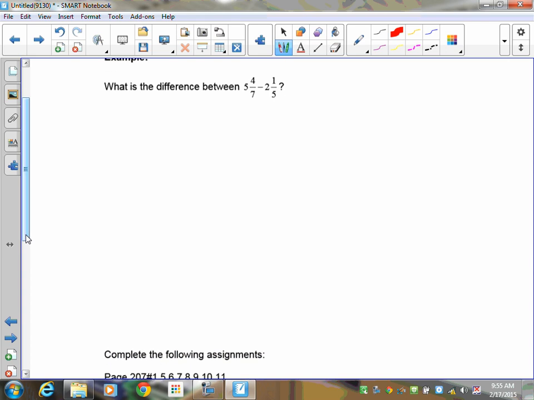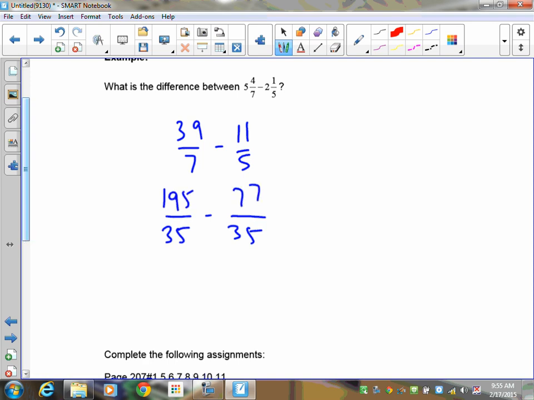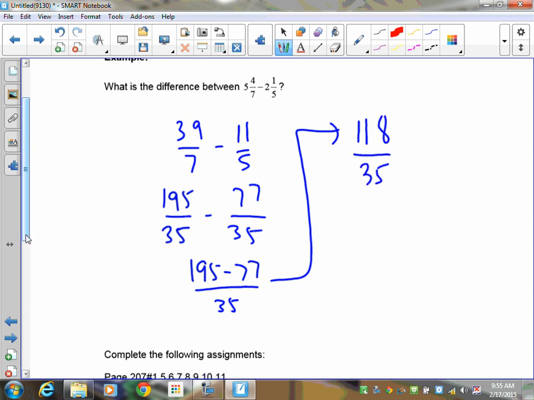Okay, so here we go. 5 and 4/7 should be 39 over 7. That's your first improper fraction. And then 2 and 1/5 gives you 11/5. There's your second one. So your common denominator, 5 times 7 is 35. 39 times 5 gives us 195. 11 times 7 is 77. So 195, take away 77, keeping the 35 as our denominator, gives us 118 over 35, which when you reduce is 3 and 13 over 35. I said reduce. I should have said when you convert it back into mixed.